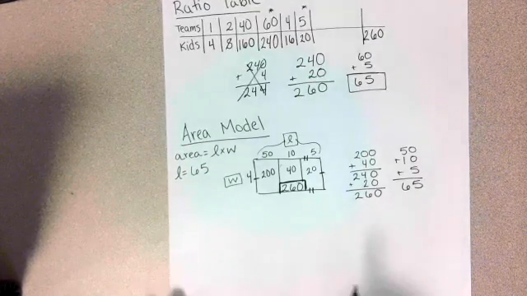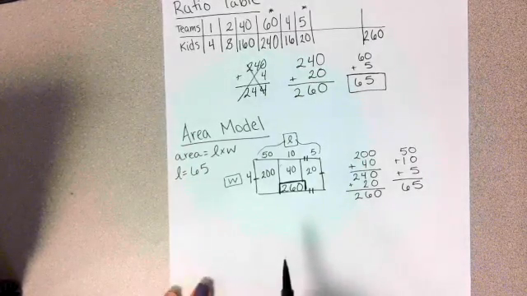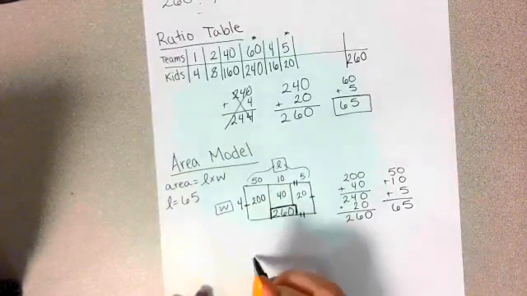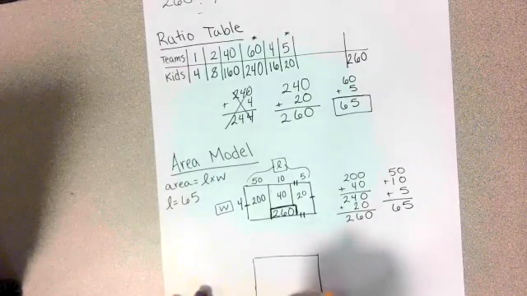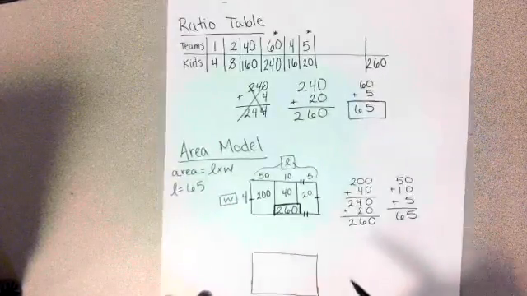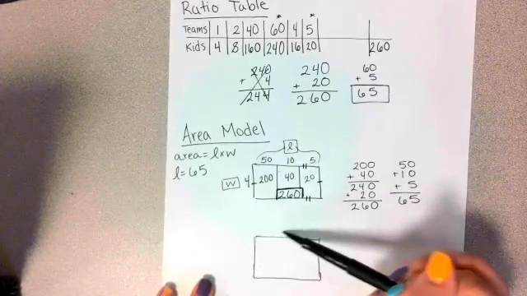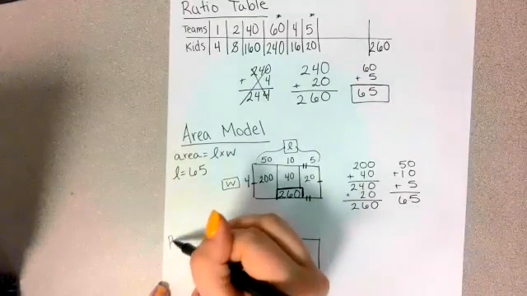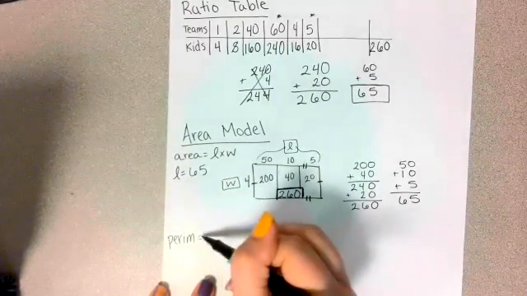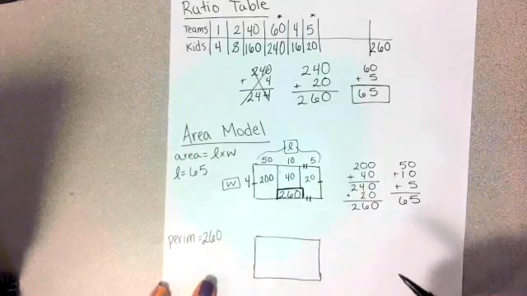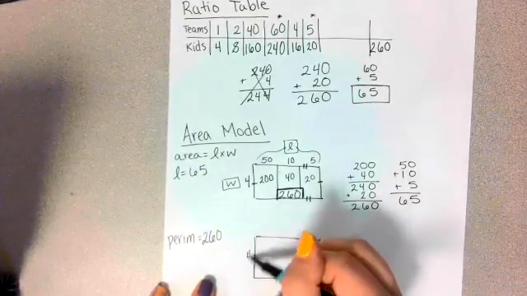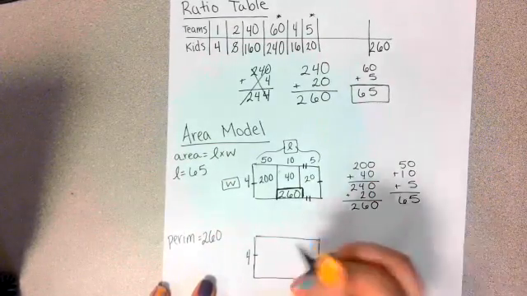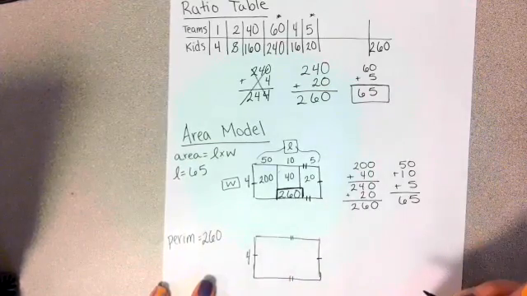For example, if we know the perimeter is 260, I'm going to draw another rectangle. If we know the total perimeter, so from here all around, as if we're building a fence, we know that perimeter is equal to 260, and we know one of our dimensions is equal to 4. Well, if this is 4, then this is 4. We need to find this missing dimension.